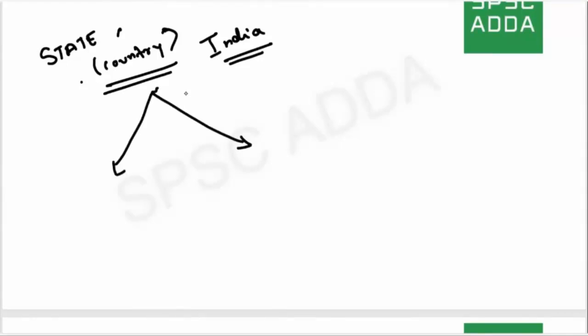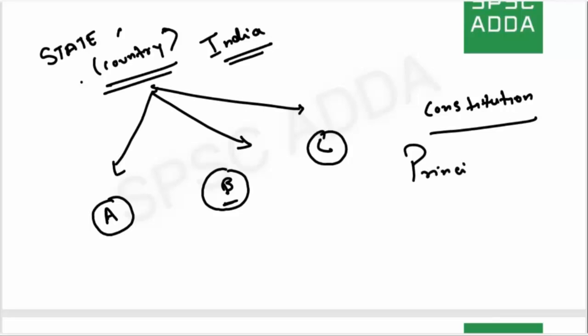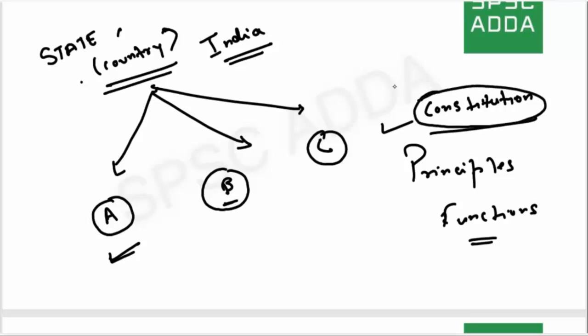This state has various organs, A, B, and C. The constitution defines on what principles A should function, what principles B should function, and what principles C should function, and the constitution will also tell about their functions. Clear? So if A needs to look into anything regarding its principles and functions, it will look into the constitution. So what we have learned till now is that the constitution is the most important document of this nation because it has certain legal sanctity.